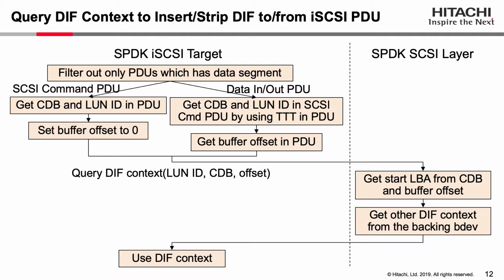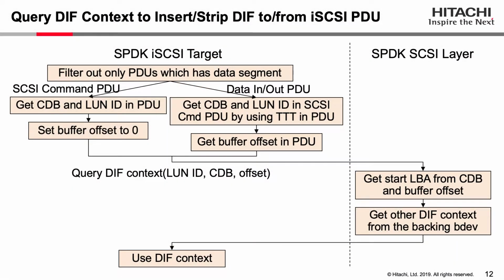So by using that tag, SPDK gets the corresponding SCSI command and gets the same information from that PDU. But Data-In or Data-Out PDUs have the buffer offset in themselves, so we get it from the PDU. And after that, by passing these 3 pieces of information to the SCSI layer, the SPDK iSCSI target will get the DIF context.